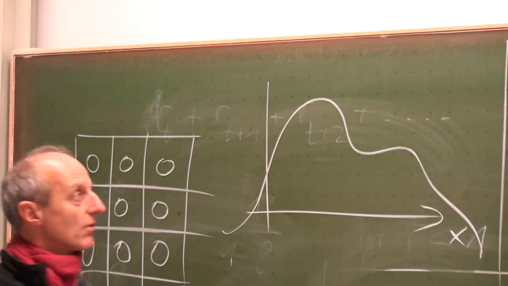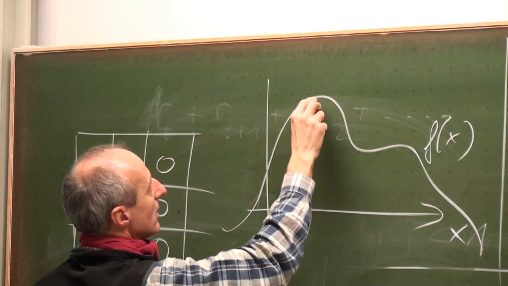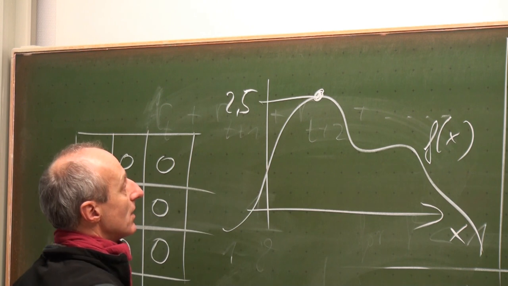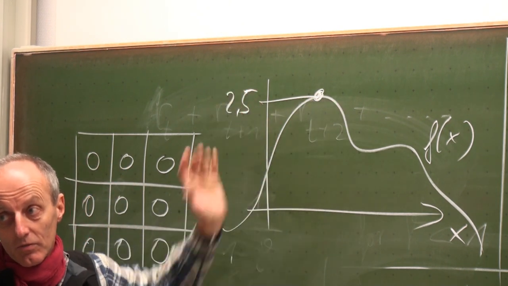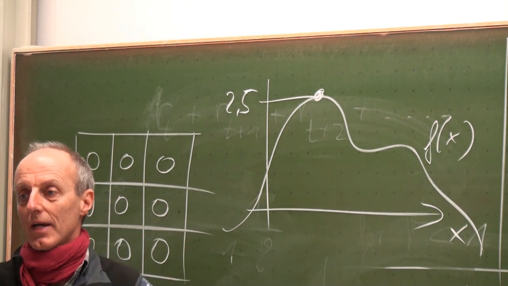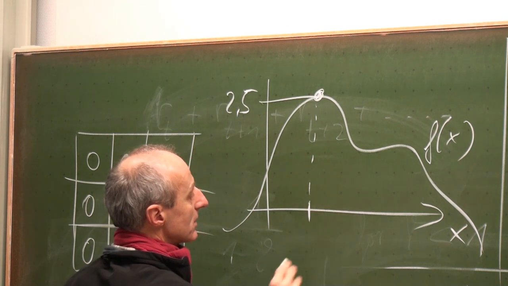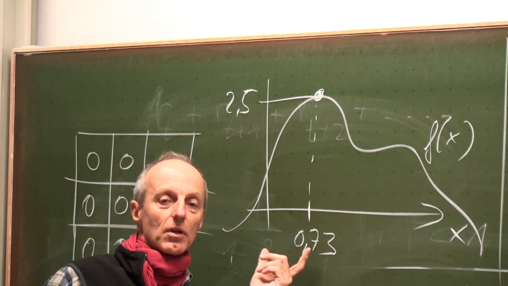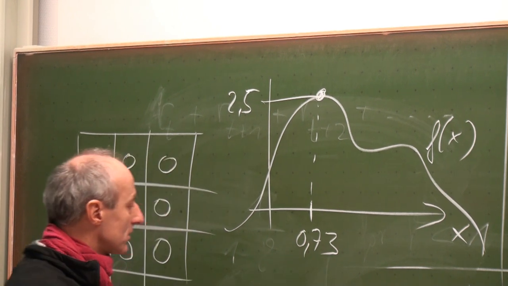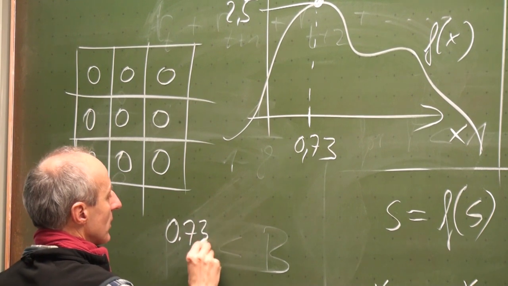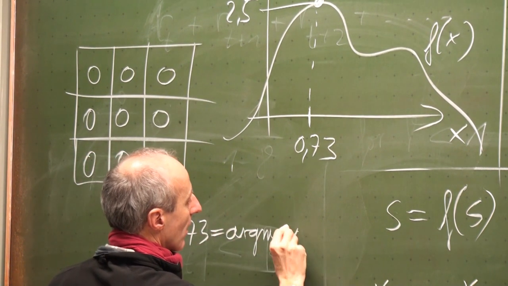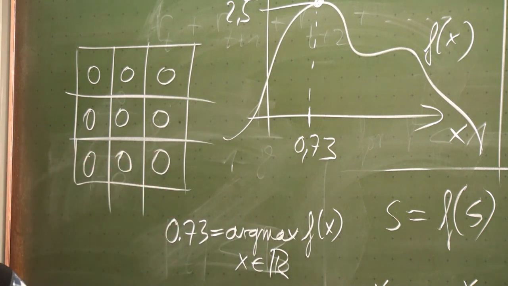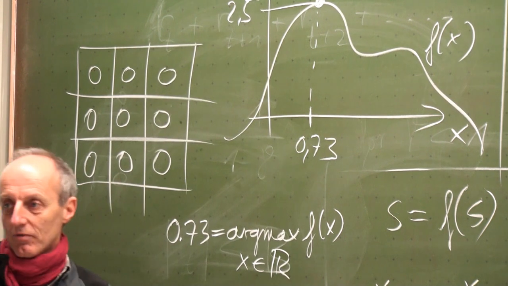If we have some function f of x, then this is the maximum of the function. Now, if this value is 2.5, then the maximum of this function is 2.5. And if I ask, where is the maximum? Then I would like to know which is our x here. And if this is 0.73, then this is the point where we find the maximum. So 0.73 is equal to argmax of f of x for x in the real numbers. And the maximum of f would be 2.5.